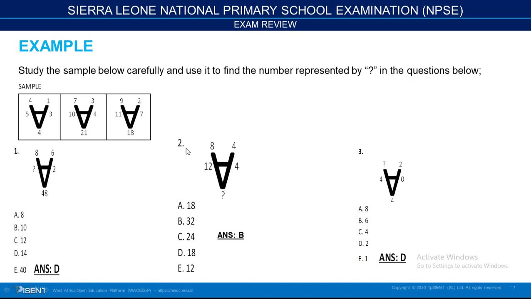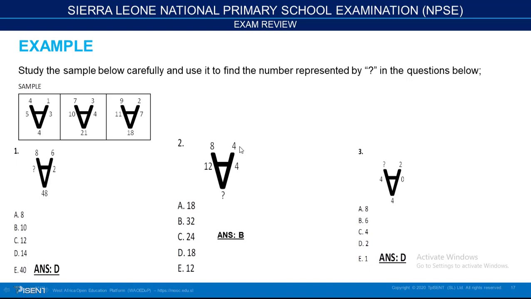Again, I come to the next question. Number 2. Same method. I must add this and this, that gives me this. This minus this gives me this, and this times this should give me something here. If you have noticed, it works in all of these three. When you come here, just check.